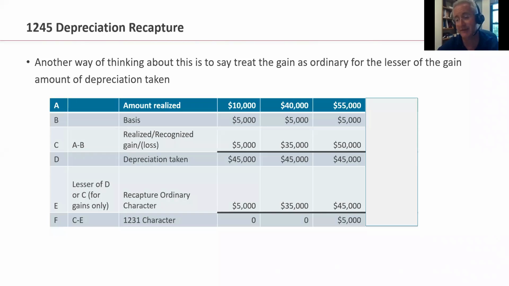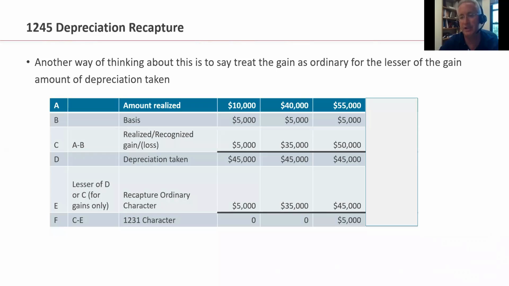As a result, I knew the rest of it had to be ordinary recapture because all you're doing with all these code sections, 1231, 1245, and in the future 1250, we have not once and are not going to change the amount of the recognized gain. We are simply changing its character. Look at line C and then look at lines E and F. They are always the same. C, $5,000 in the first column, $5,000 in E. In the second column, 35 and 35. In the third column, 50. 45 and 5 is 50. We are just recharacterizing. We are not actually changing the amount of the income they recognize.